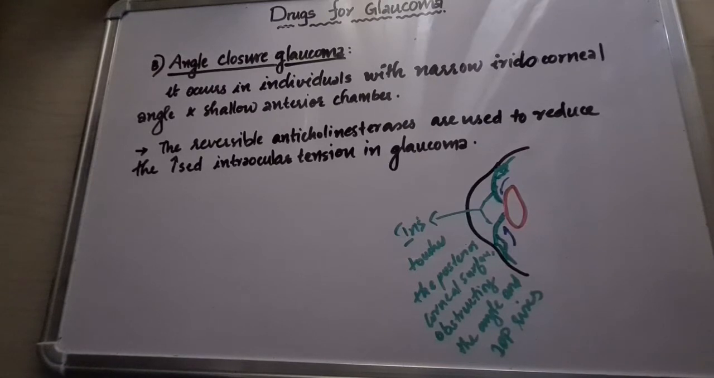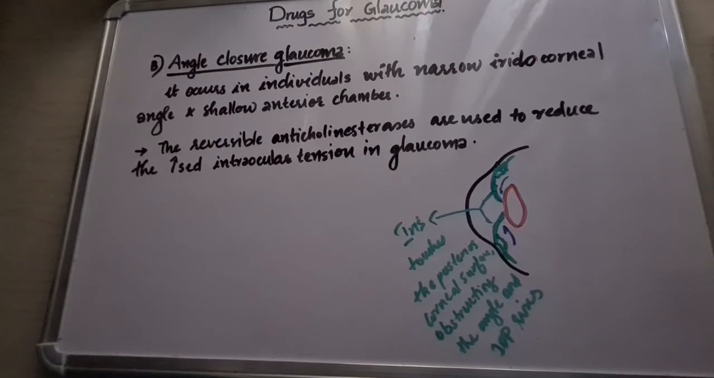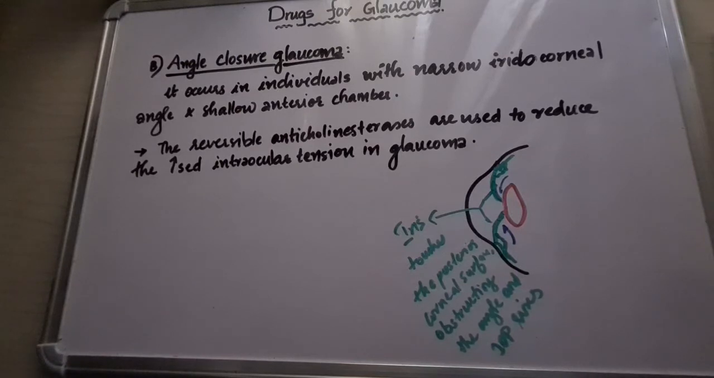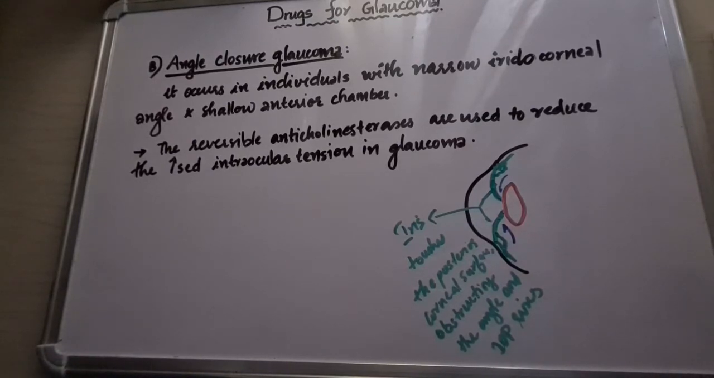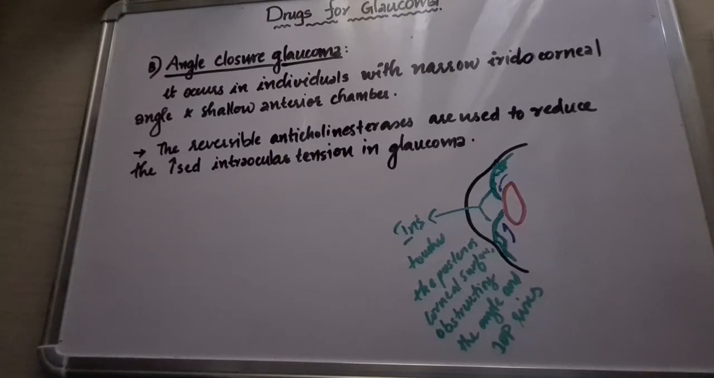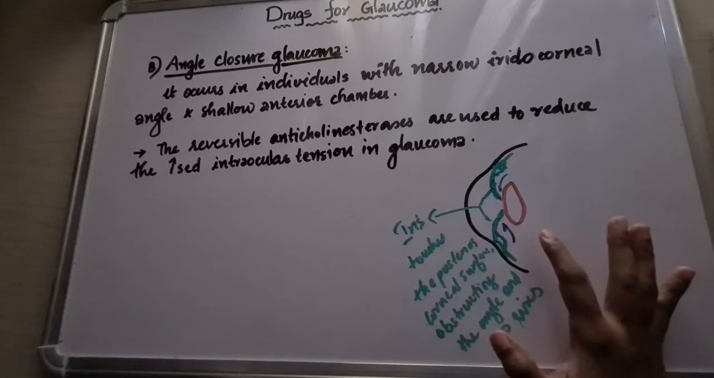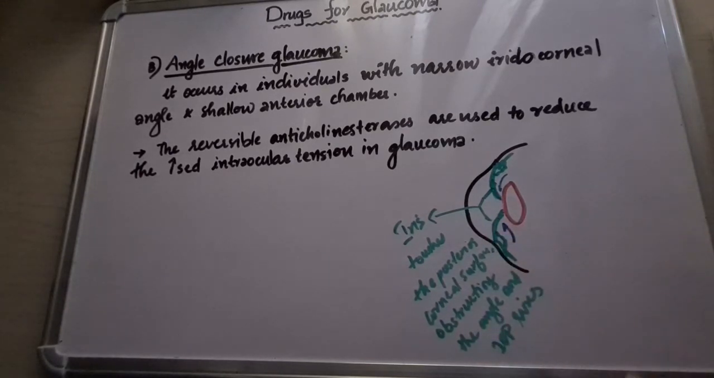In angle closure glaucoma, the IOT remains normal until an attack is precipitated, which is usually by mydriasis. In this case, the IOT rises rapidly to a very high value, and it is an emergent condition. Failure to lower the IOT quickly may result in loss of eyesight. For that, reversible anticholinesterases are used to reduce the increased intraocular tension. The contraction of the sphincter of the iris, induced by anticholinesterases, removes the iris blockade and facilitates the drainage of the intraocular fluid.